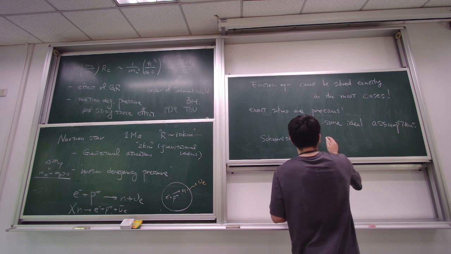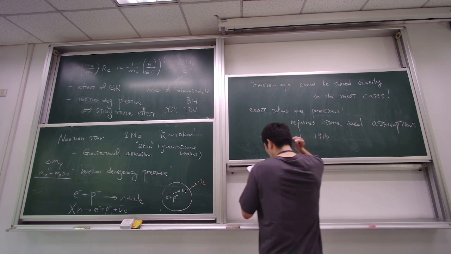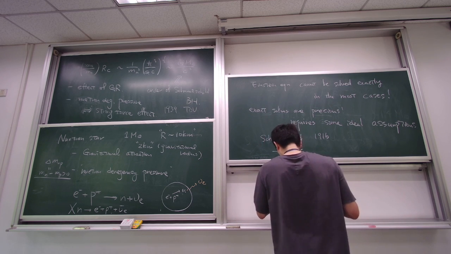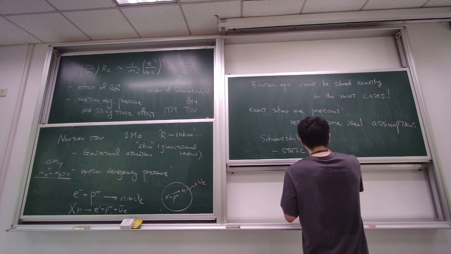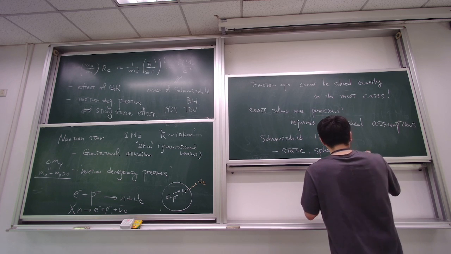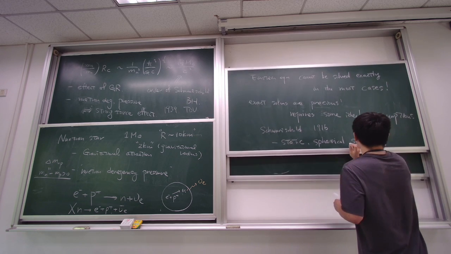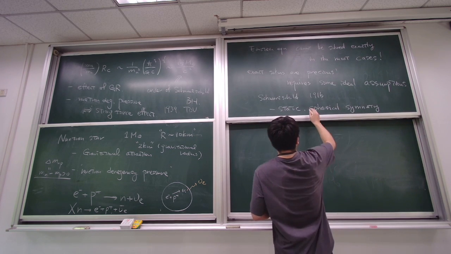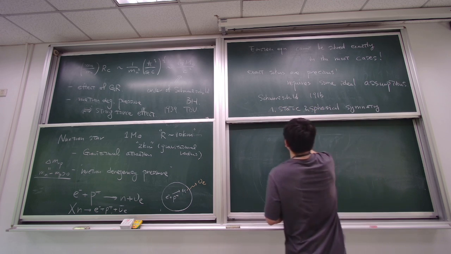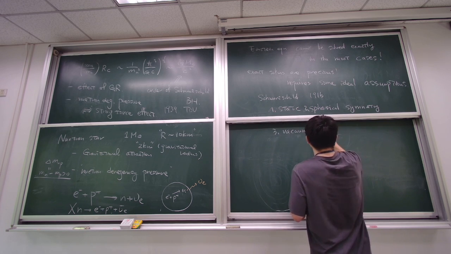This was a few months after the birth of GR, in 1916. We just assume the metric is static, so it is independent of time, and spherically symmetric. Number one is static, number two is spherical symmetry, and number three is the assumption of vacuum, the vacuum equation.